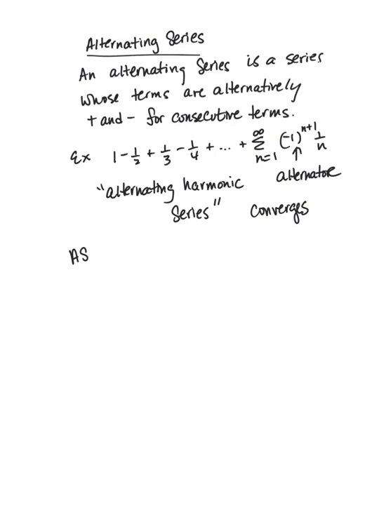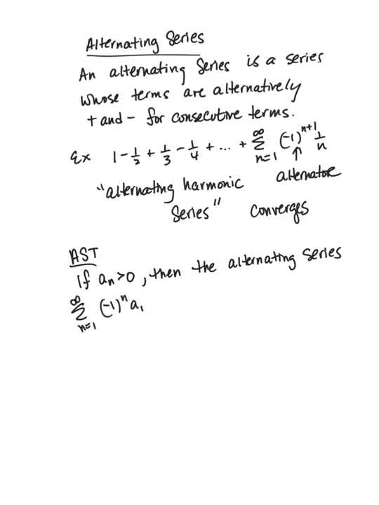Now let's look at the test. And you're allowed to call it AST, alternating series test. If a sub n, now a sub n is the positive part, all right? You'll see in a second. Is greater than 0, then the alternating series, n equals 1 to infinity, remember, the bottom index doesn't matter, of negative 1 to the n of a sub n. So when we're talking about a sub n, we're talking about the alternator not being included. Or the series n equals 1 to infinity of negative 1 to the n plus 1, a sub n, converges if both the following conditions are satisfied.